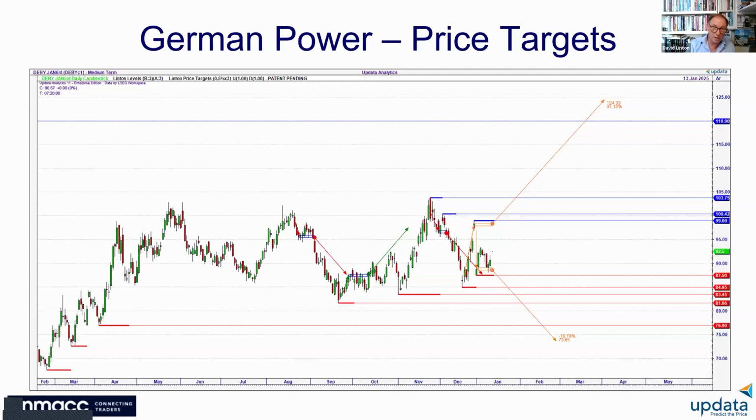And again, if you want a heads up, you look to your shorter term charts. And if your shorter term charts are giving you targets above these levels, that's a little bit of a clue that we're going to break higher.